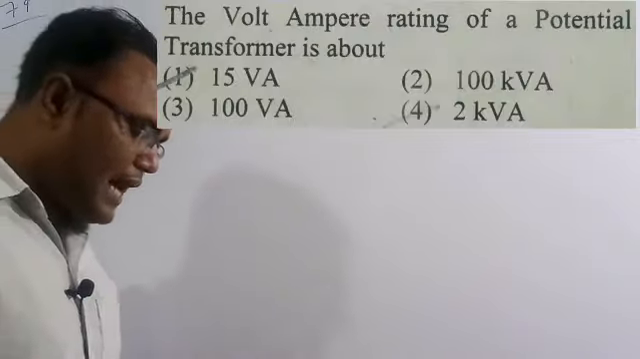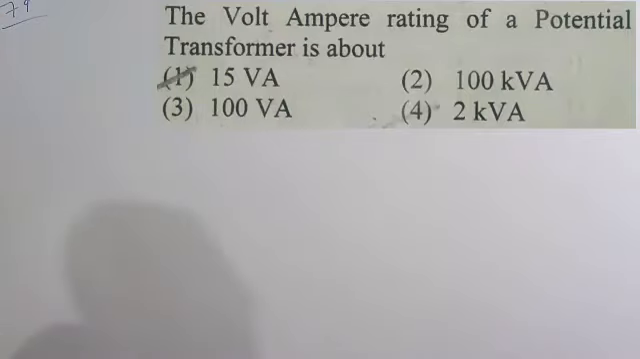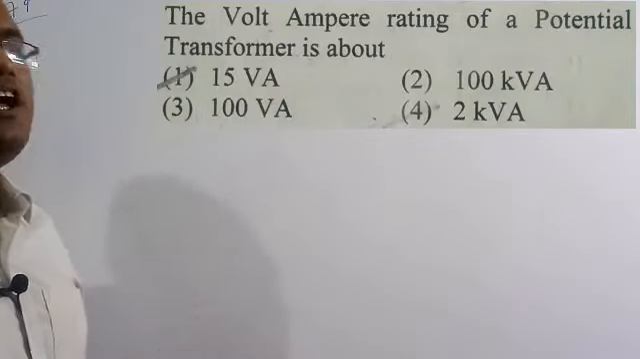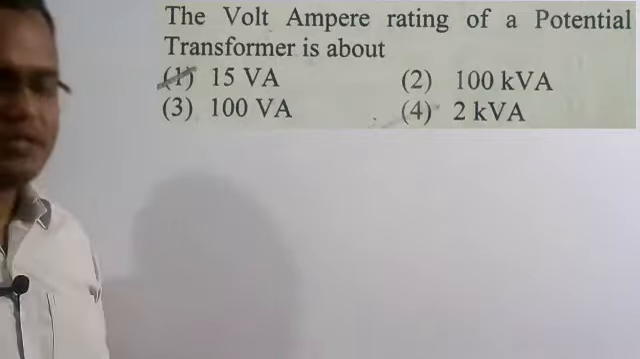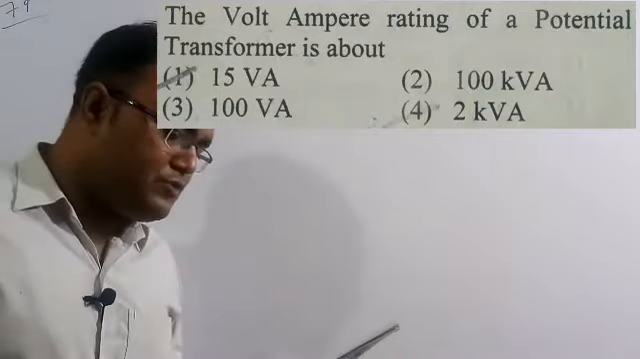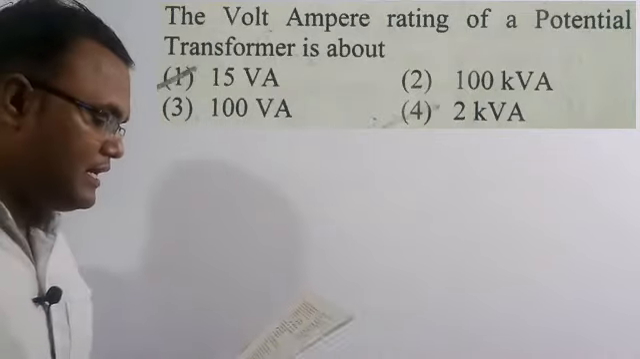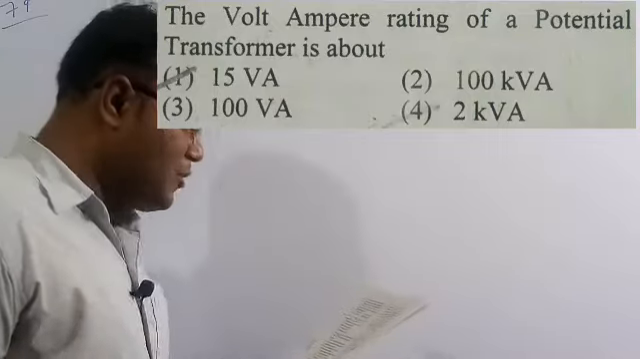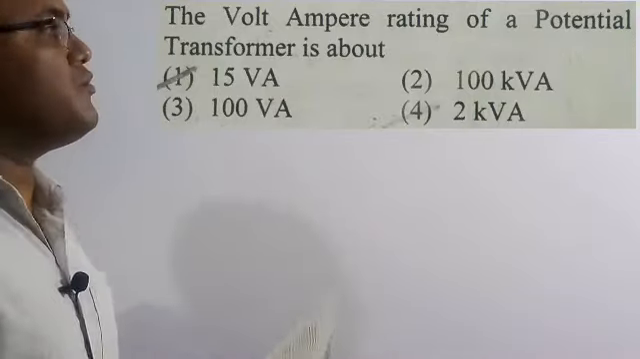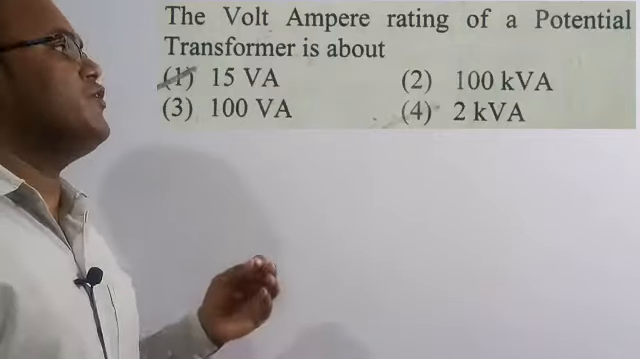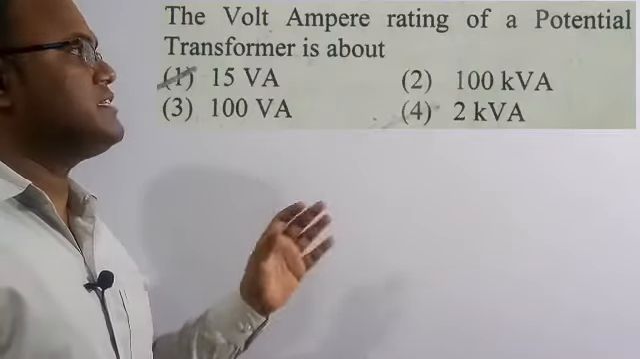Now we are going to solve the 79th question. See the question here: the volt ampere reading of a potential transformer is about. Here they are asking what the volt ampere reading of a potential transformer is. They have given four options. Option A 15 volt ampere, option B 100 kilovolt ampere, option C 100 volt ampere, and option D 2 kVA. Out of the four options, option A, which is 15 volt ampere, is the correct solution. Let's discuss something more about this.